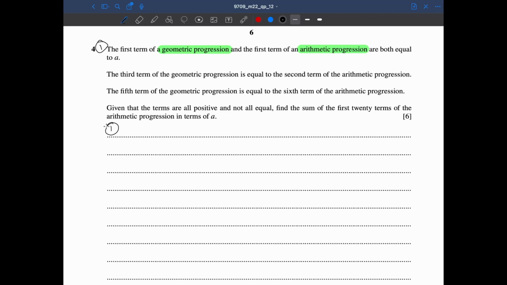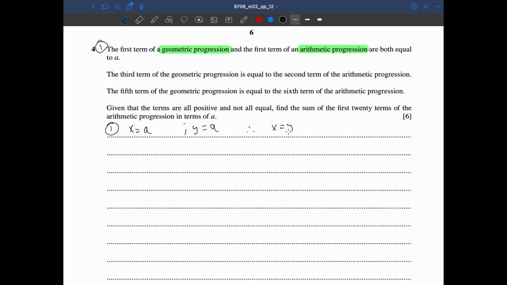So the first term of a geometric progression, let's call it a. No, we have an a already. Let's call it c. No, let's call it x actually. That's better. So we have x equals a, and then that's the first term of the geometric progression, and the first term of the arithmetic progression is going to be also a. So from that we obtain that x equals a y.